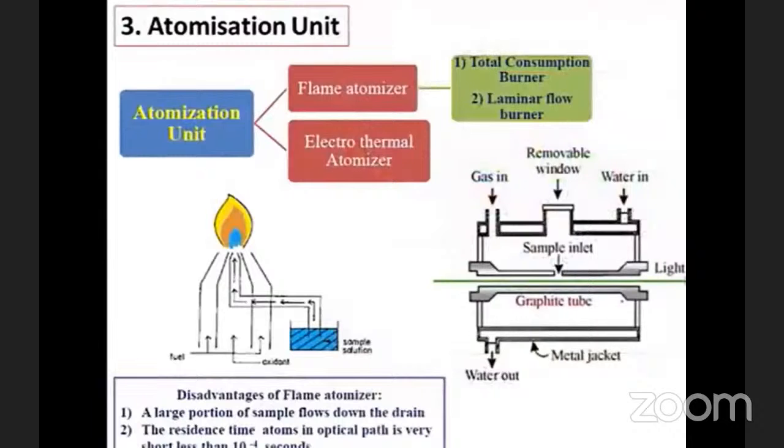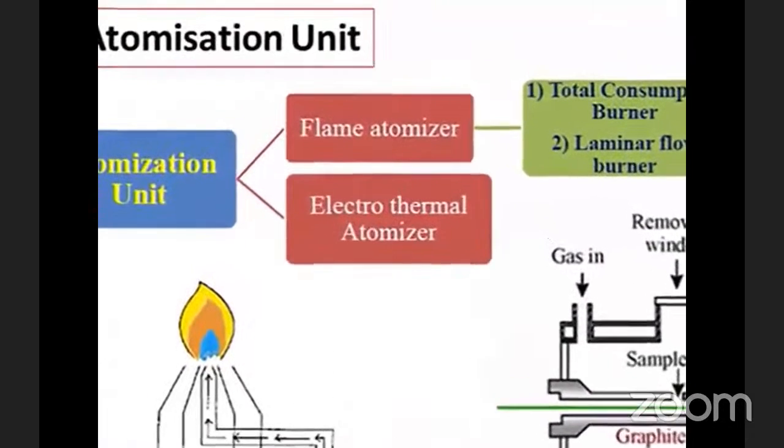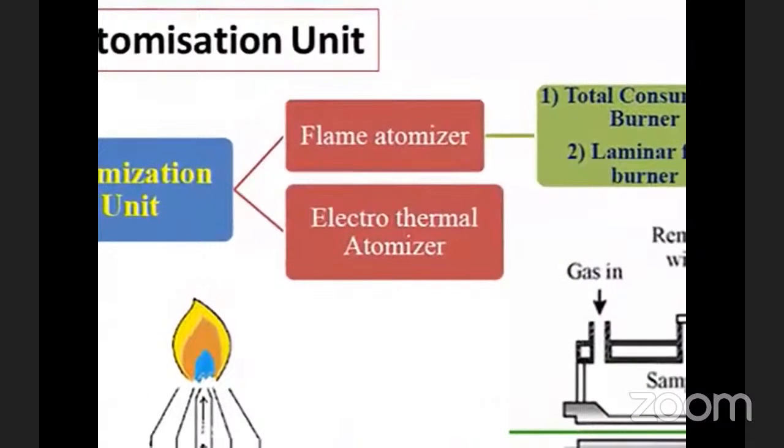After the hollow cathode lamp and rotating chopper, the third important component of an atomic absorption spectrophotometer is the atomization unit. Two types of atomization units are used in atomic absorption spectroscopy. First one, flame atomizer, and second one, electrothermal atomizer. As in flame photometry, these flame atomizers or burners are of two types: total consumption burner and laminar flow burner.